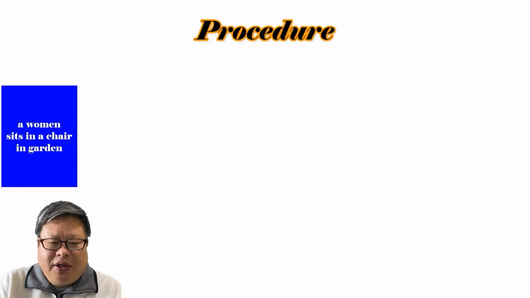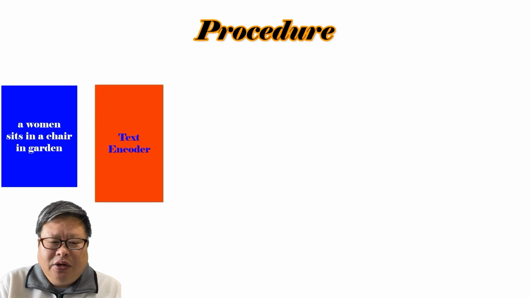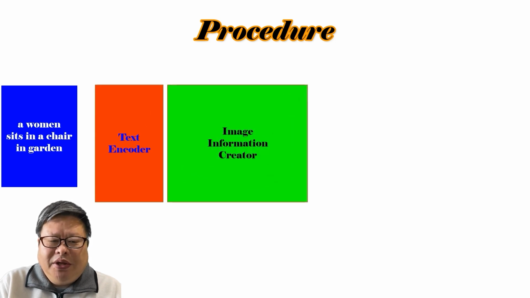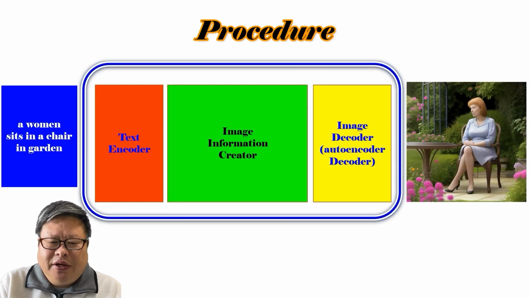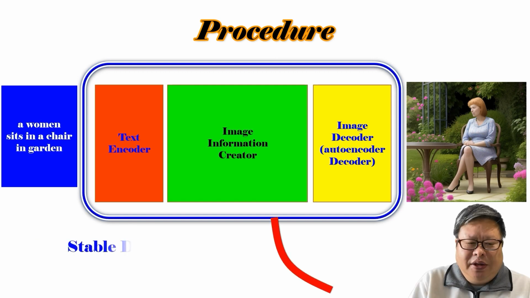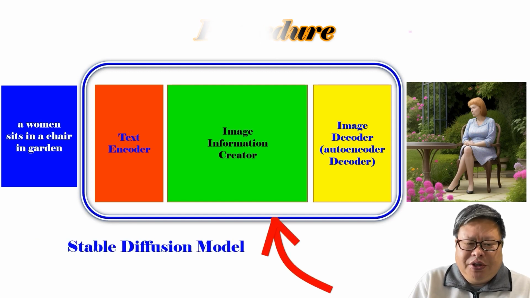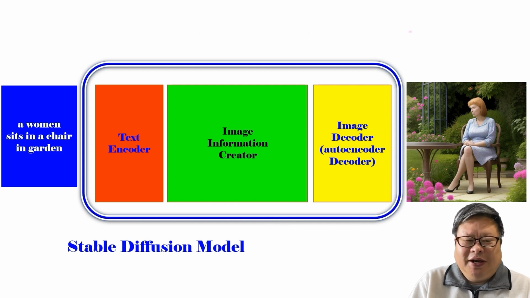The process works like this. First, the input text is encoded. Then, an image information creator processes it, and an image decoder produces the final image output. This is the original Stable Diffusion model, which is very precious and expensive. Fortunately, it is an open source project and free for us to use.